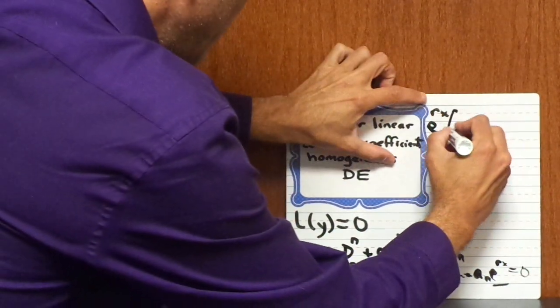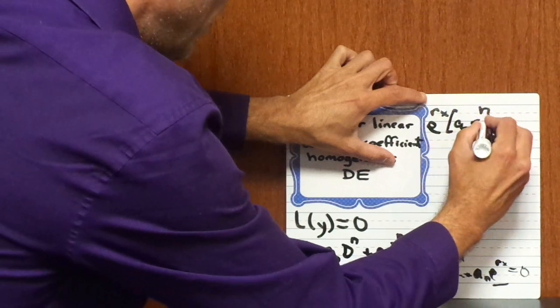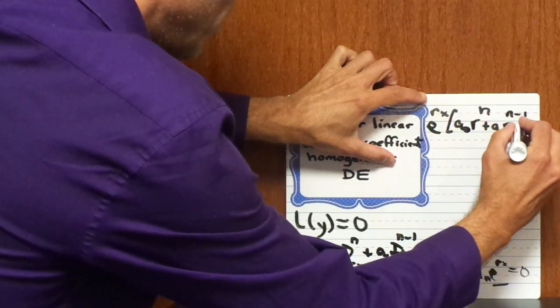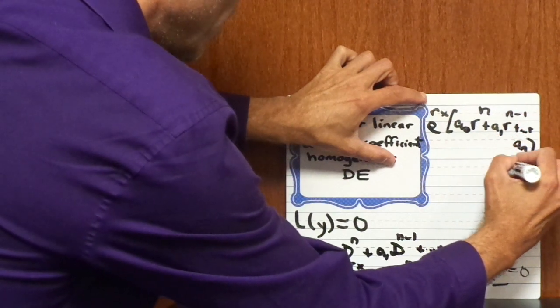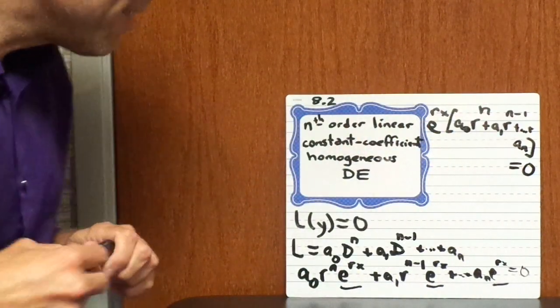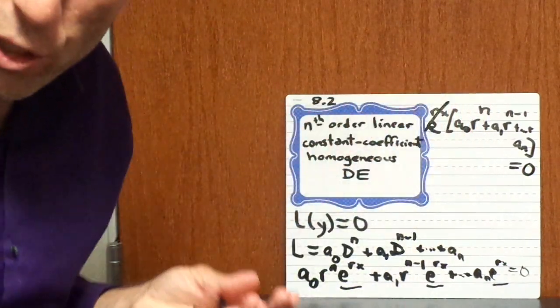Okay, then what will happen is I'll get a naught r to the n plus a1 r to the n minus 1 plus dot dot dot plus an. All of that is still equal to 0. Of course, e to the rx is never 0.